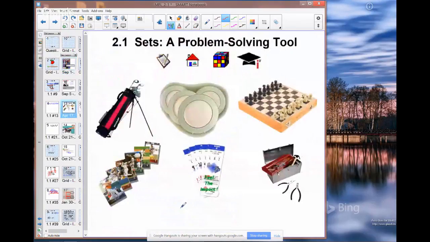So, remember last time we started chapter 2? You guys remember that? We said chapter 2 is called sets. And then our lesson was 1.1. Well, here's our next lesson, 2.1. So now we're really in the physical chapter 2 in the book. So in your notebooks, you want to put the title up there, 2.1 Sets, a problem-solving tool.